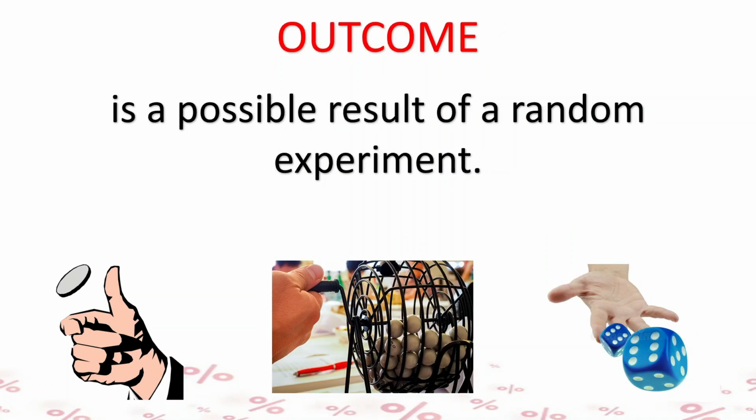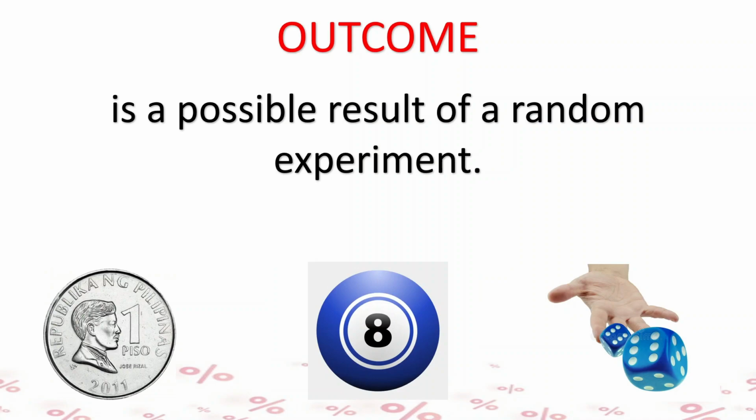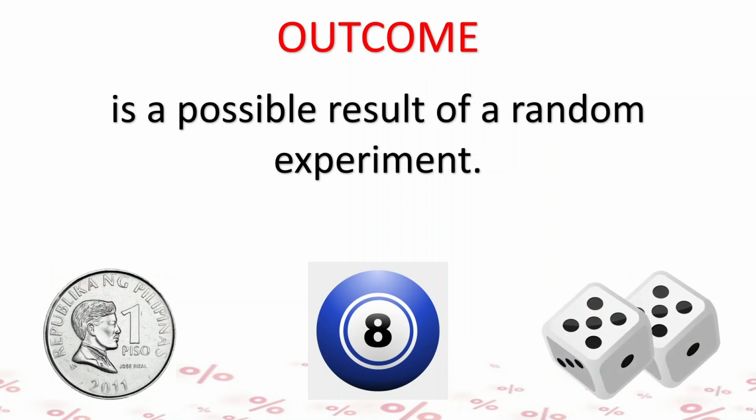Okay. Next, outcome. An outcome is a possible result of a random experiment. So if we are going to use the same activities as we showed earlier, tossing a coin can come up with heads. Drawing a lottery can give us an 8. And rolling two dice together can give us 5 and 5. That's what we call outcomes. They are a single result that can come out of the experiment.